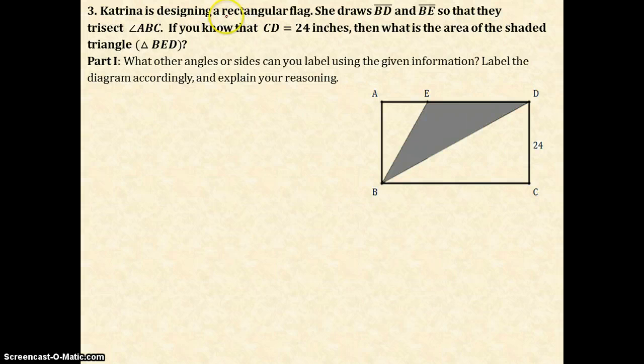Well, I know that it's a rectangle, so that means that angle ABC is a right angle, which is 90 degrees. So if it's trisected, that means that each one of these little angles is 30 degrees. What else do I know? Well, since it's a rectangle, the side opposite of DC, so AB, is also 24 inches. So this is 24 inches.